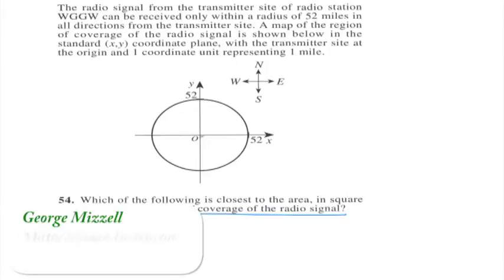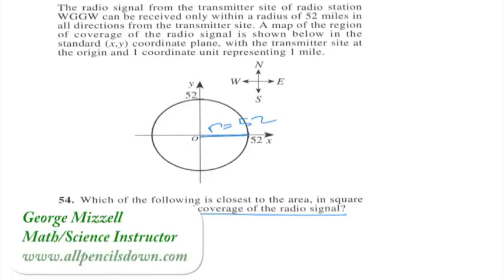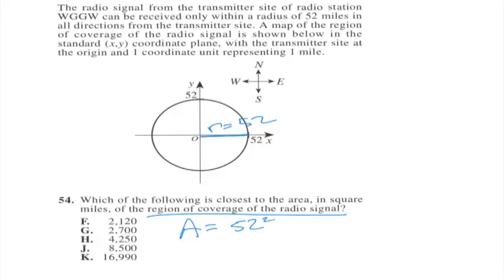So we look up here and we notice that our radius is equal to 52. So this one, my area is just 52 squared pi, which, when you multiply this out, you're going to get 8,490 roughly, which gets you an answer closest to 8,500, making J the answer to this one.